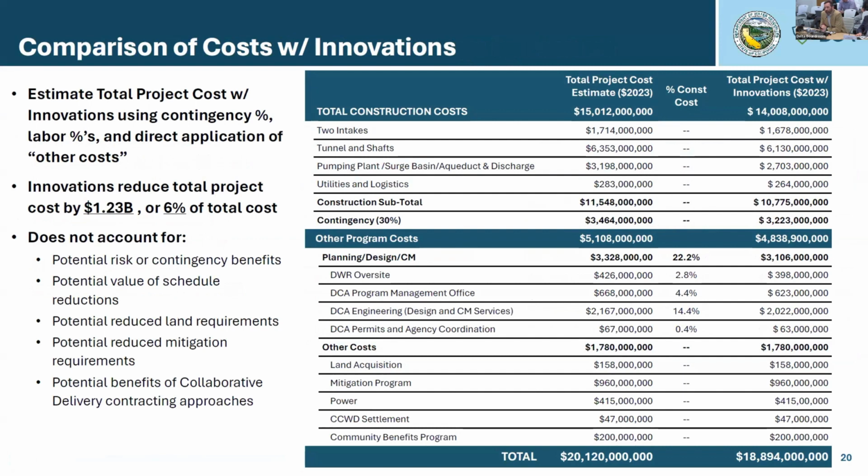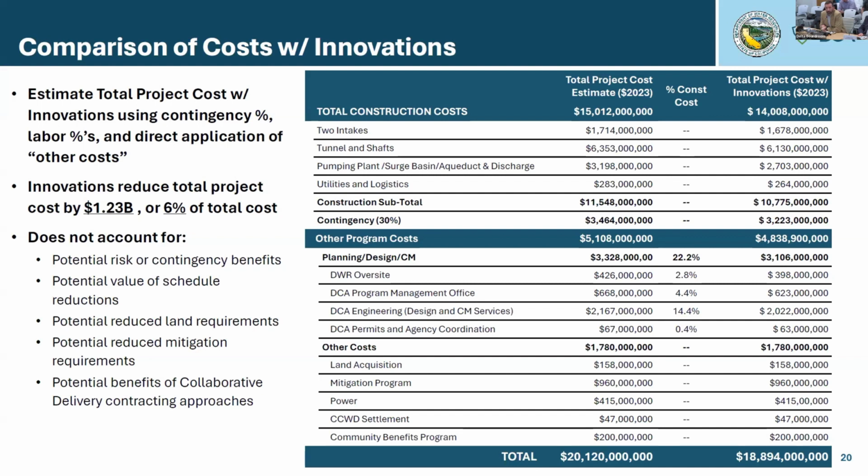So we scale the labor costs, but as you can work your way down the numbers, at this very early stage, we have not adjusted the land acquisition, mitigation power, or any of the other elements of the cost. We've just focused on the direct construction cost, contingency, and labor cost associated with these innovations. In doing so, we're able to reduce the total project cost by 1.23 billion, or approximately 6% of the total cost. And I will acknowledge that this does not account for reevaluation of risks and potential contingency changes.